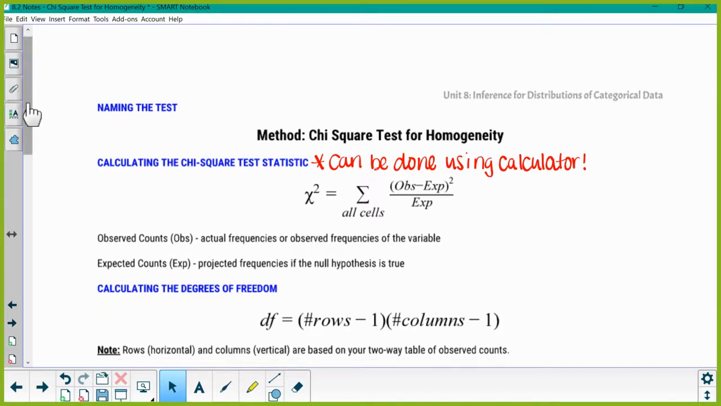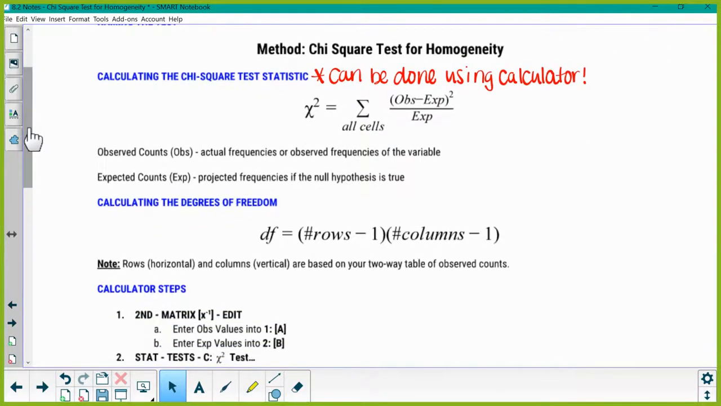Now, degrees of freedom is going to change. And what's nice is the homogeneity and independence tests share the same calculation for degree of freedom. We are going to take the number of rows minus 1 and multiply it by the number of columns minus 1. And the rows are horizontal, columns are vertical, just a friendly reminder, and they will be based on the two-way table of observed counts.